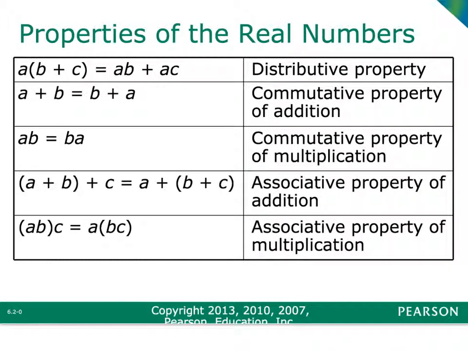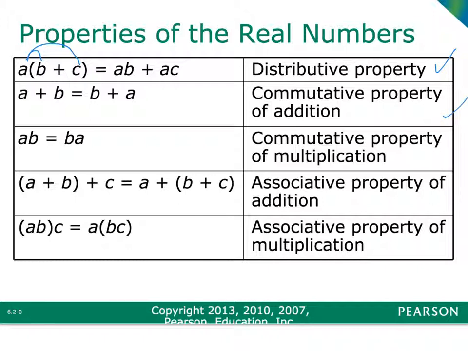There's several properties that we're going to use throughout this section. The first property is called the distributive property. It just says if you have a number that's on the outside of the parenthesis that you are allowed to distribute it by multiplying everything in the parentheses by that number, and that will clear the parentheses.